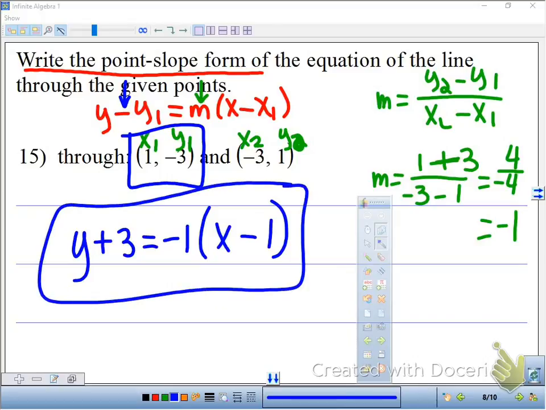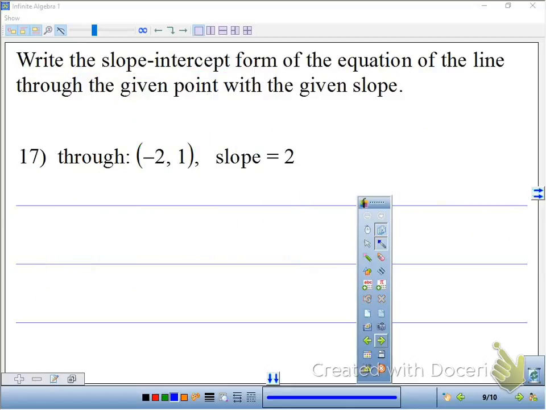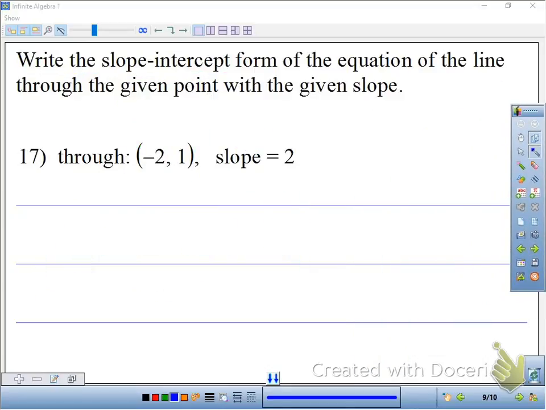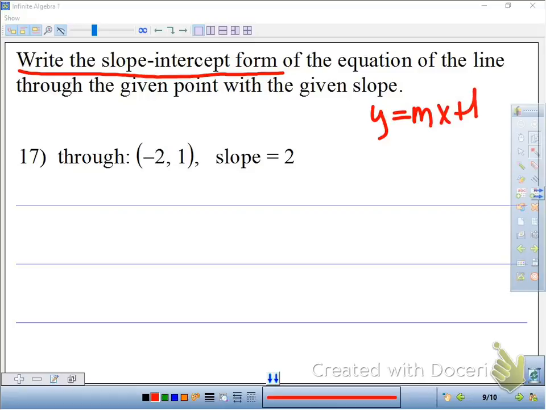Okay. Now, the last type that we have are slope-intercept form ones that have the least amount of information. So this, again, we've done some problems that were slope-intercept form already. Okay, but we're going to notice something different here. So here's my slope-intercept form. Y equals mx plus b.